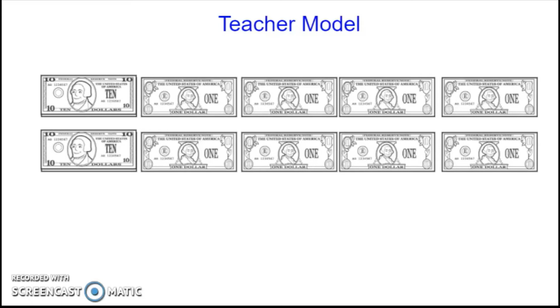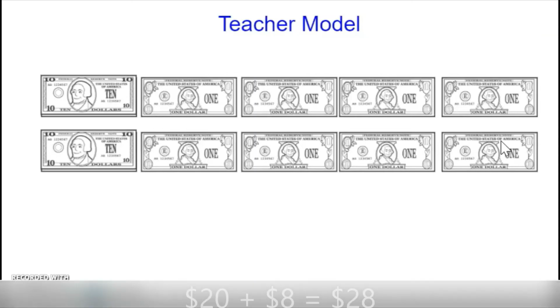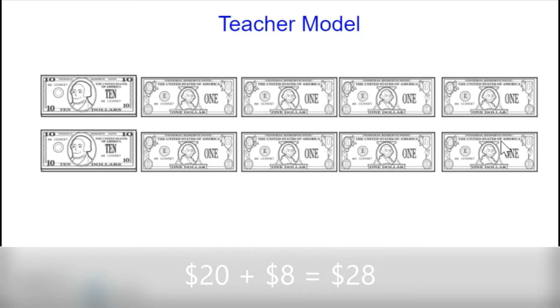Now, we're going to look at the value of the money. Ready? The value of these 2 $10 bills and 8 $1 bills is $28. So we have 2 tens and 8 ones. That equals $28. So let's go ahead and write that out in expanded form for 28. So the expanded form for $28 is $20 plus $8 equals $28.